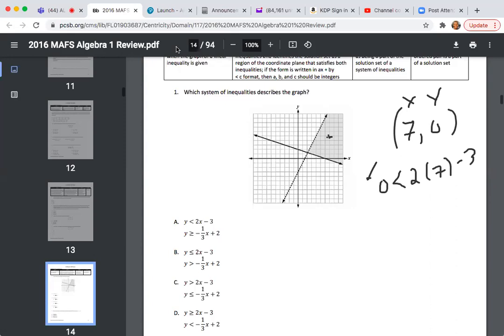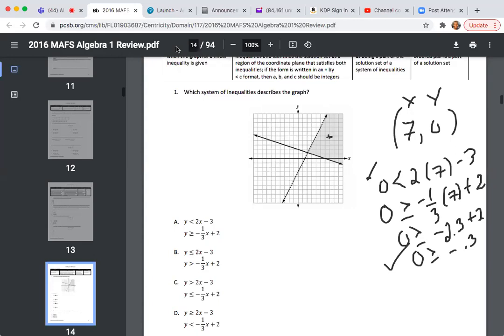Since the first one checks out, I'm going to go to the second one. I'm going to plug in 0 for y, and set it greater than or equal to negative 1/3 times 7, and then plus 2. A third of 7 is going to be negative 2.3, and then plus 2. So this is going to be greater than negative 0.3. So this one checks out too. You see how that point made both inequalities true? That's my answer.